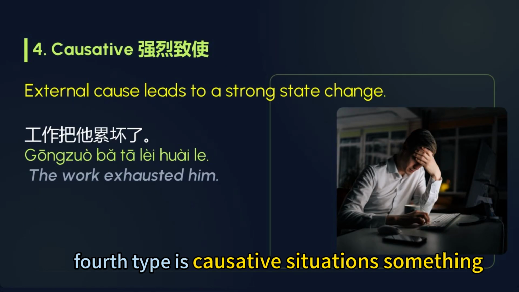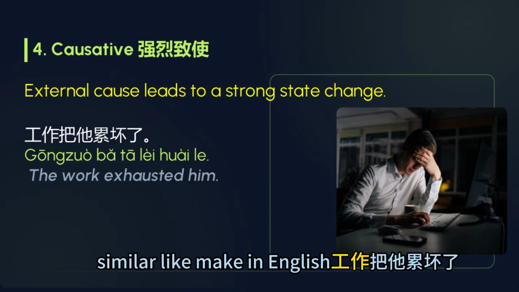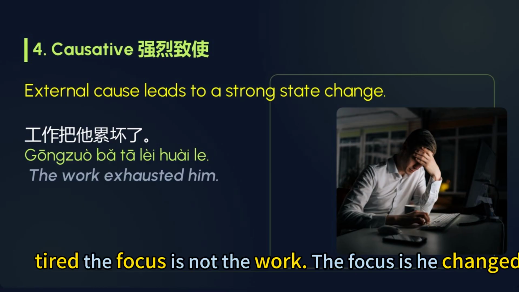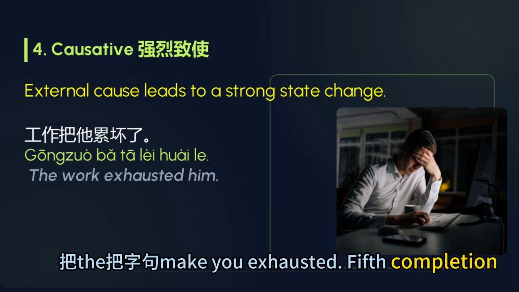Fourth type is causative situations. Something causes a strong change of state, similar to make in English. 工作把他累坏了. Work exhausted him, or work made him tired. The focus is not the work. The focus is he changed state. He became exhausted. Like when you study 把, the 把字句 makes you exhausted.